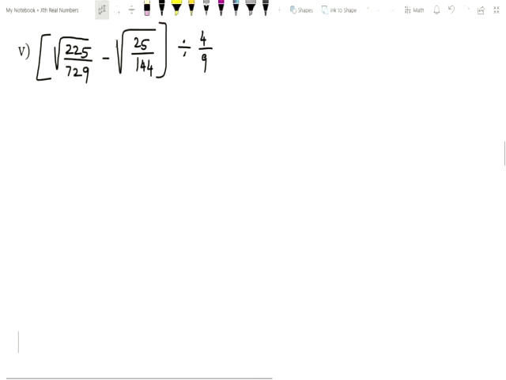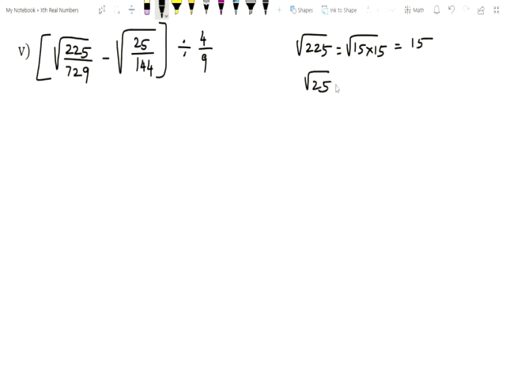Root of 225 divided by 729, minus root of 25 by 144, divided by 4 by 9. First we need to simplify the bracket. After that we have to divide with this number. Here square root is given. So square root of 225, what is the answer, children? 225 equals 15 into 15. You know very well. So the answer is 15.